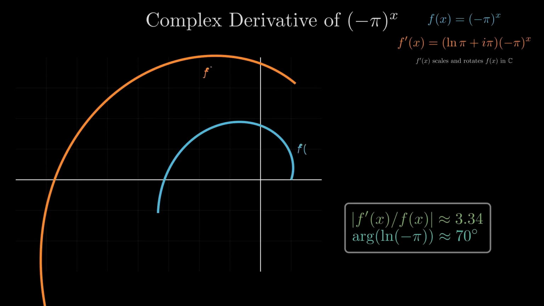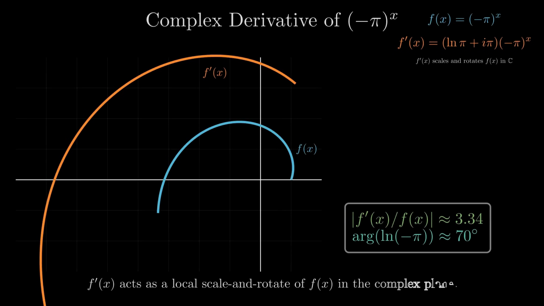So in complex calculus, a derivative doesn't just describe a slope, it describes a local stretching and twisting of space itself.